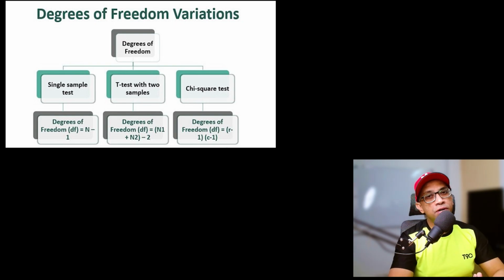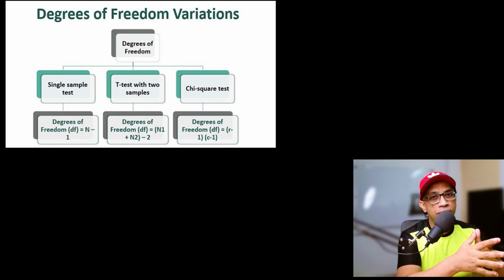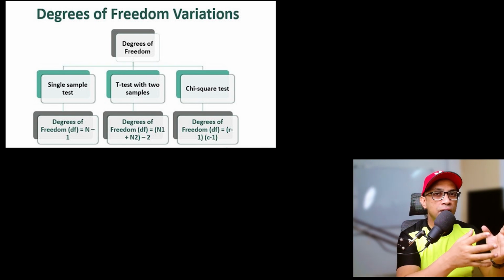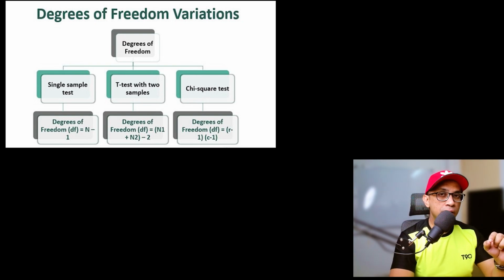So degrees of freedom is a fundamental concept in statistics and data science that represents the number of independent pieces of information available in a sample for estimating certain parameters or making statistical inferences. In other words, degrees of freedom can be seen as the number of free choices that can be made in a calculation without violating any constraints or conditions.